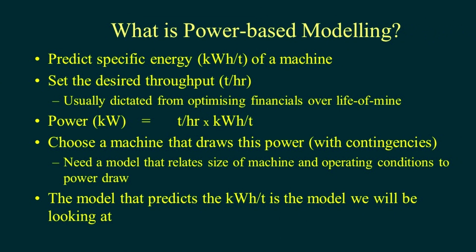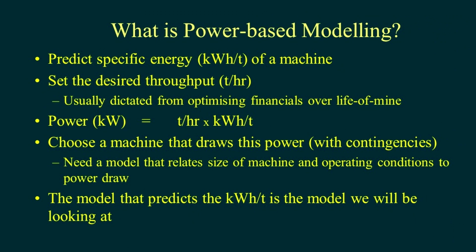In a design project, for example, you might be given a specific throughput, and that usually is dictated by some financial decision that's been made by the higher ups in the organization that says this comminution circuit needs X tons per hour. And if we know kilowatt hours per ton, which is associated with the machine and obviously the hardness of the rock, and we multiply tons per hour by kilowatt hours per ton, we end up with a power, kilowatts.